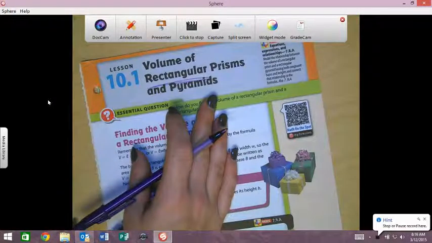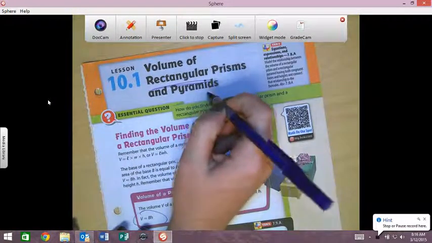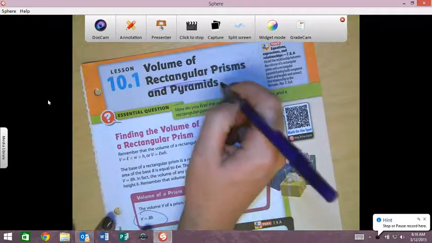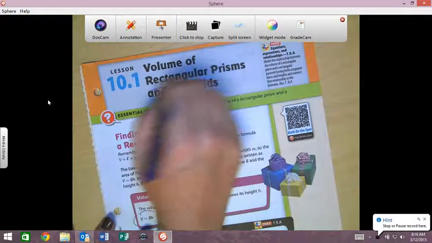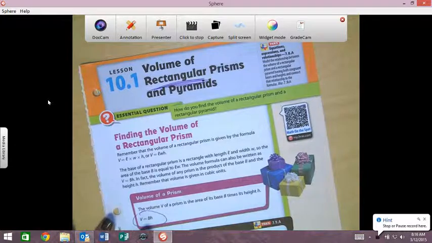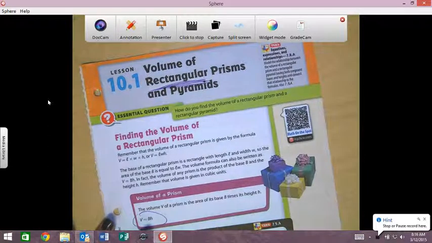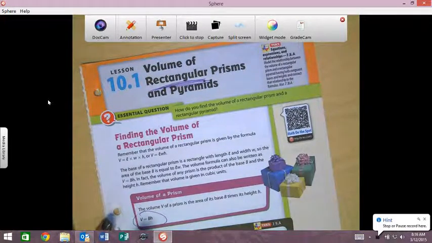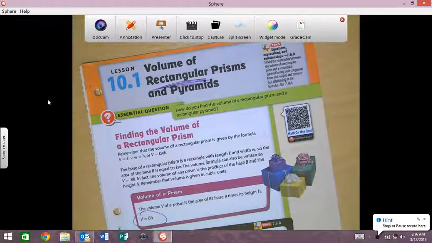Good morning, everybody. I just wanted to do our lesson for 10.1. This is going to be for volume of rectangular prisms and rectangular pyramids. Okay, so we'll do triangular prisms and pyramids next. That'll be in lesson 10.2.